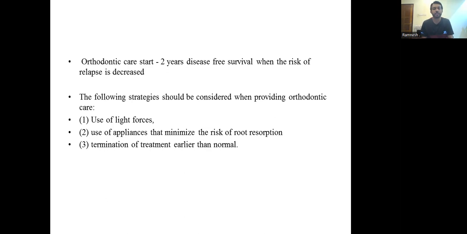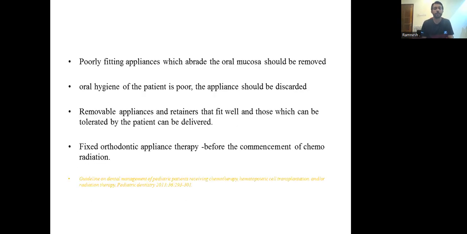The following strategies should be considered when providing orthodontic care: the use of light forces, the use of appliances that minimize the risk of root resorption, and termination of treatment earlier than normal. Poorly fitting appliances which abrade the oral mucosa should be removed. Oral hygiene: if the oral hygiene of the patient is poor, the appliance should be discarded. Removable appliances and retainers that fit well and can be tolerated by the patient can be delivered. Fixed orthodontic therapy should commence before the chemotherapy starts.